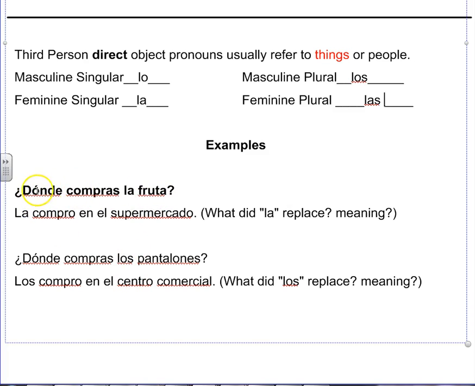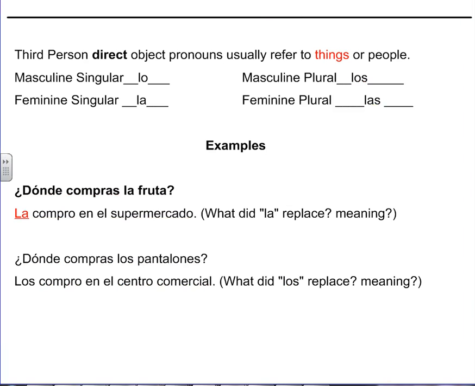¿Dónde compras la fruta? Means, where do you buy the fruit? Now look at the answer to this question. La compro en el supermercado. And right here's a great question. What did the la replace? What does it mean? So let me highlight the la, underline it, put it in red here, and let's look at that. La compro en el supermercado. Where do you buy the fruit? The answer was la compro en el supermercado. If you said that the la is referring to la fruta, you're exactly right. Okay, so let me put a little arrow here. This la is referring to that word right there, la fruta.